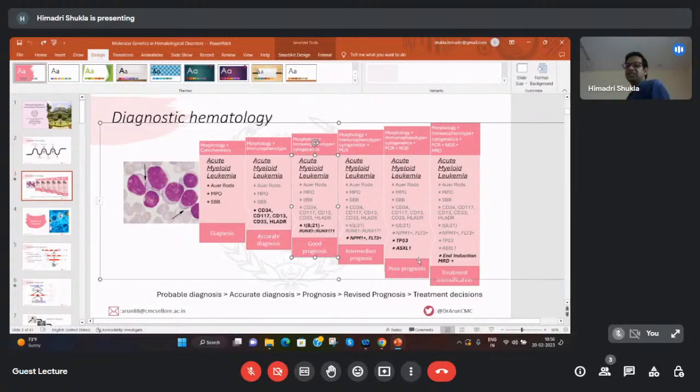So you can see how much it is changing from a time when we were giving a probable diagnosis. What we thought was a good prognosis initially is now changed to intermediate and further changed to a poor prognostic indication. So this is a hypothetical scenario. This is how much difference you can have if you have full access to all the molecular techniques.